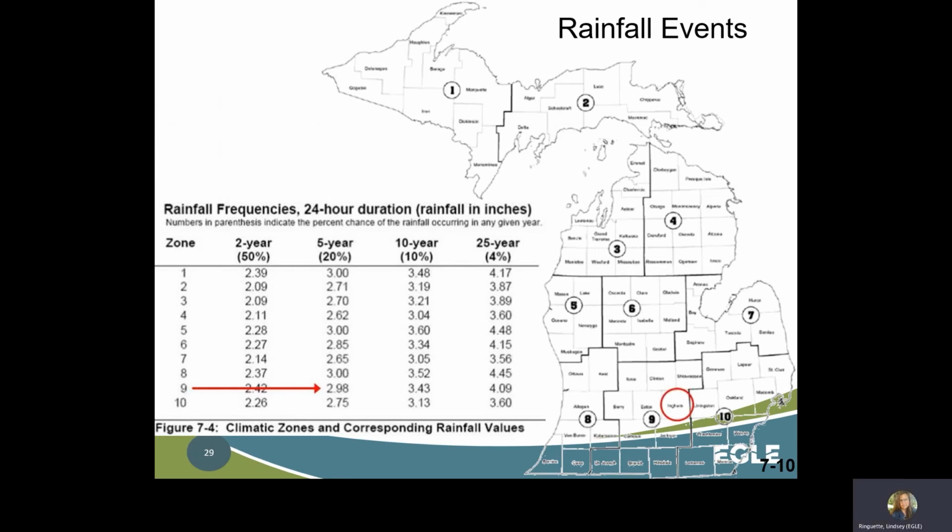Here is Figure 7-4, climatic zones and corresponding rainfall values. The problem tells us that the site is located in Ingham County. As you can see, Ingham County is circled in red and is located in Zone 9. The problem wants us to calculate the volume of runoff and the peak discharge generated at the outlet of the site during a 5-year, 24-hour rainfall event. If you look at Zone 9 under the 5-year, 24-hour event, you will see that the rainfall frequency is 2.98 inches.